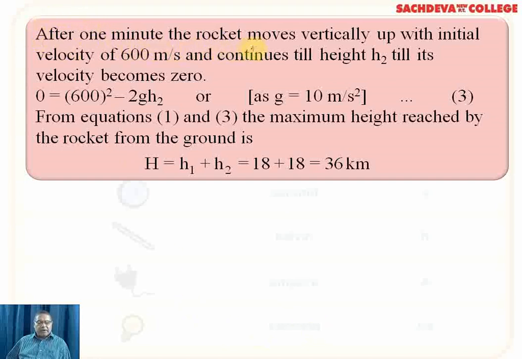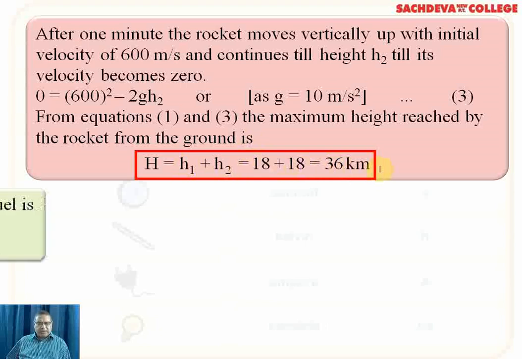After 1 minute, the rocket moves vertically up with initial velocity 600 meters per second and continues till height h2, till its velocity becomes 0, because final velocity has to be 0. So then we will use the equation v square equal to u square minus 2gh, taking a negative sign, that is g is negative, and the value of g is 10 meters per second square. Now from equations 1 and 3, we add the two heights, that is 18,000 meters and 18,000 meters, that is 18 kilometers plus 18 kilometers, and that will become 36 kilometers.